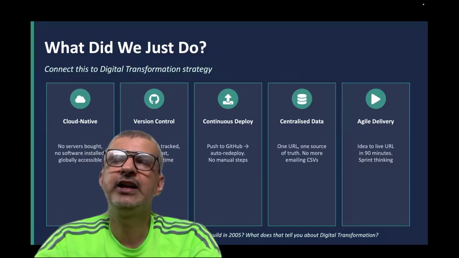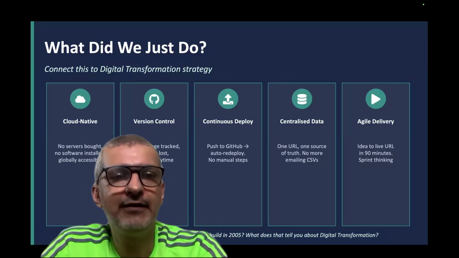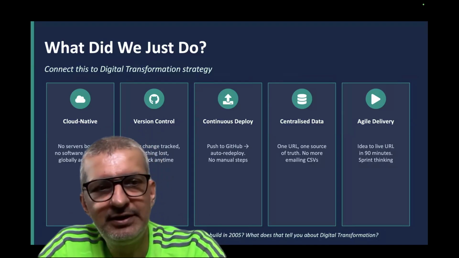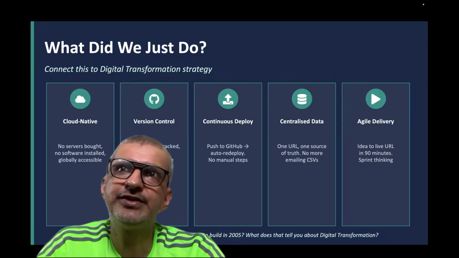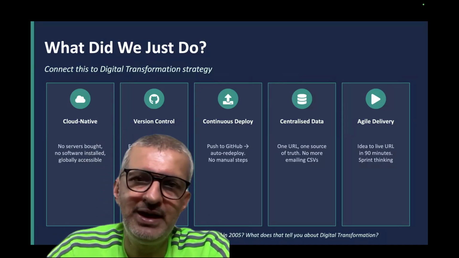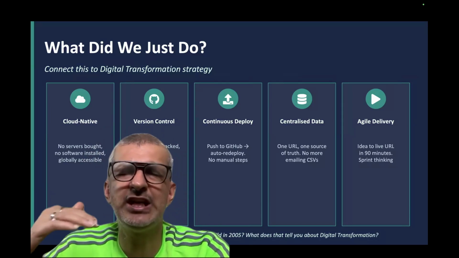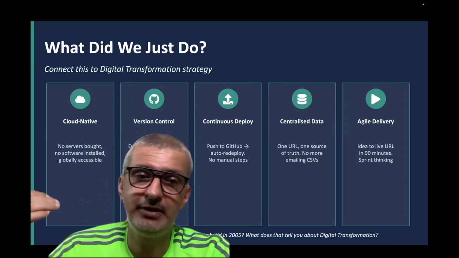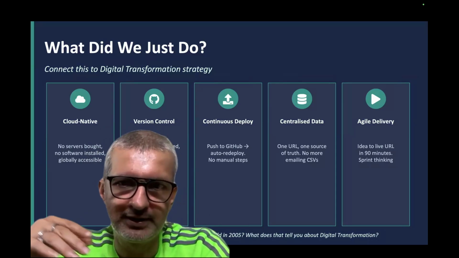So what did we just do? We created a cloud native app. We didn't buy any servers, no software was installed, it is globally accessible. We have version control. Whatever changes you make to the code, that will be visible in your GitHub repository. Every change will be tracked. Nothing will be lost. You can roll back anytime. If you don't want to have a change, you can always roll back.